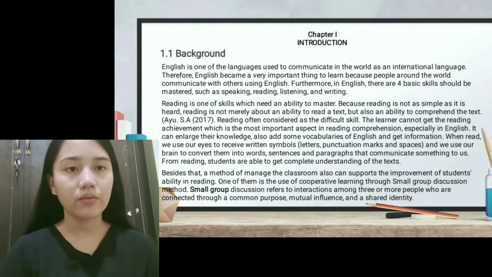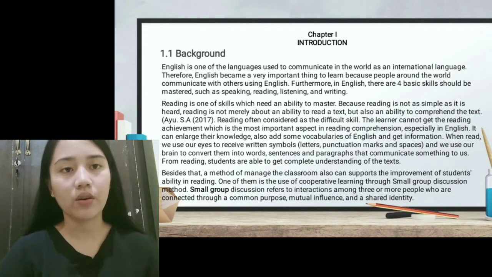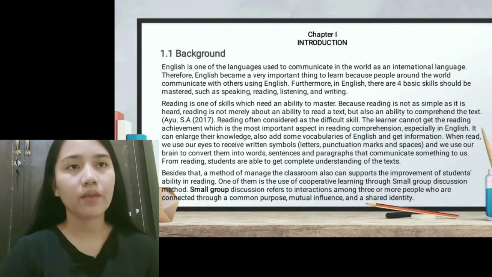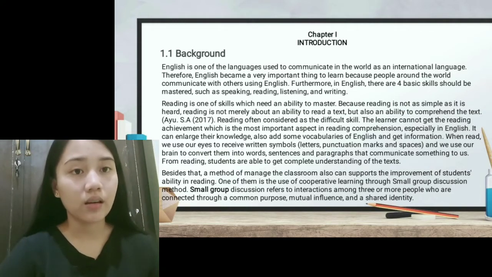Chapter 1 Introduction. Background. English is one of the languages used to communicate in the world as an international language. Therefore, English becomes a very important thing to learn because people around the world communicate with others using English. Furthermore, there are 4 basic skills that should be mastered, such as speaking, reading, listening, and writing. Reading is one of the skills which need an ability to master, because reading is not as simple as it sounds. Reading is not merely about an ability to read the text, but also an ability to comprehend the text.